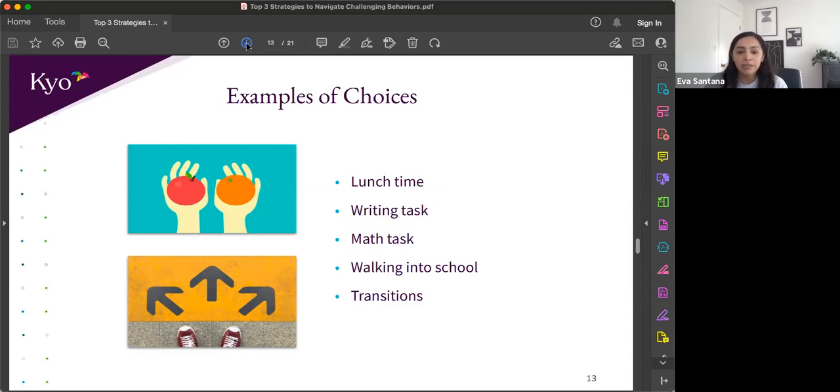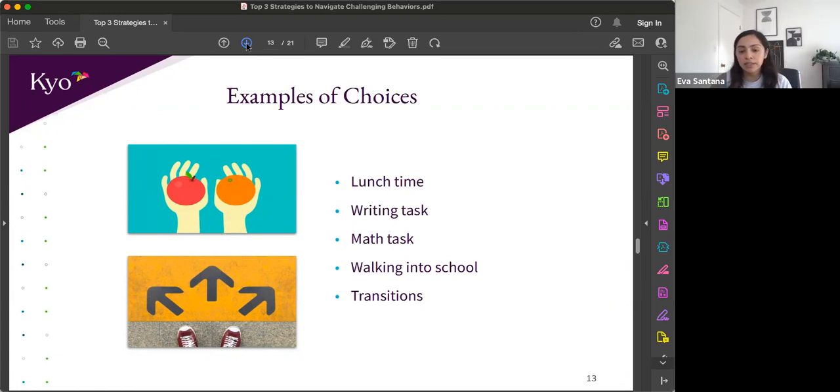Maybe for lunch, we give two choices of food options. Do you want an apple for lunch or do you want a banana? And that way they have the buy-in of what they want to eat. Maybe a writing task. Do you want to start off with your sentences or do you want to start off with, say, a word scramble worksheet? So giving them an option of what they want to do first.